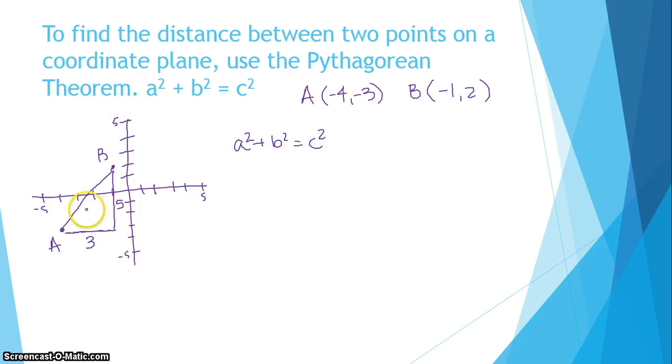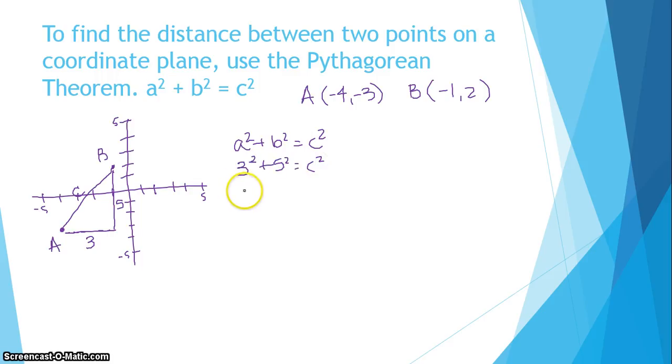Now this is only helpful if it's slanted. If the points you're trying to find are straight across from each other, you can just count the blocks. But when they're diagonal, you do need to draw on your triangle. C is the hypotenuse, so C will be the side we're trying to find for now. A and B are just the other two sides.